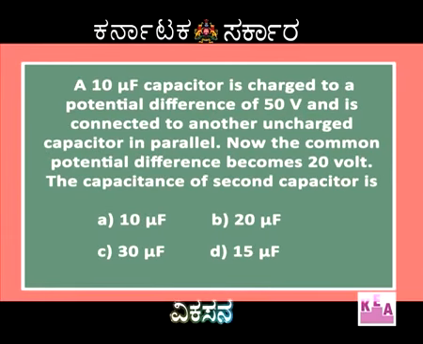Let me read the question then. A 10 microfarad capacitor is charged to a potential difference of 50 volt and is connected to another uncharged capacitor in parallel. Now, the common potential difference becomes 20 volt. The capacitance of the second capacitor is: option number A, 10 microfarad, option number B, 20 microfarad, option number C, 30 microfarad, option number D, 15 microfarad.